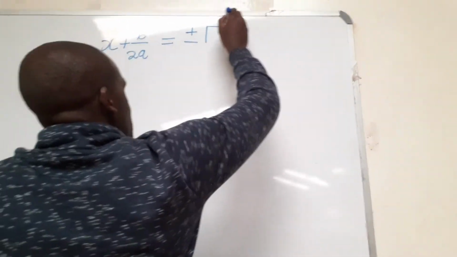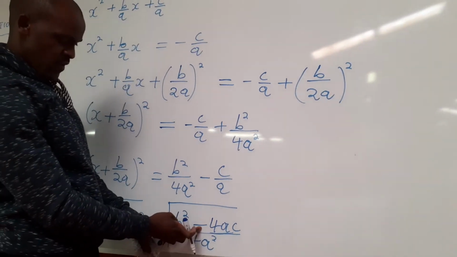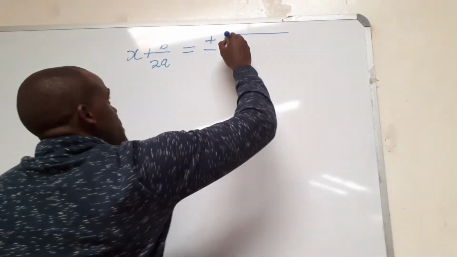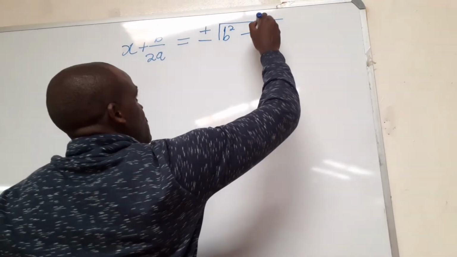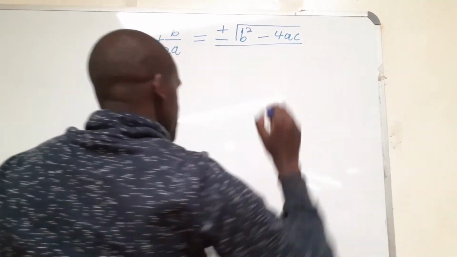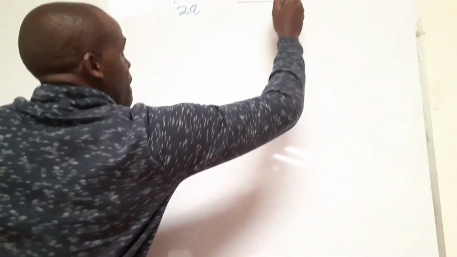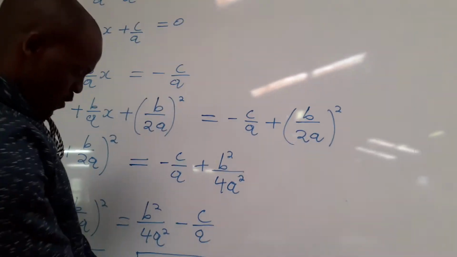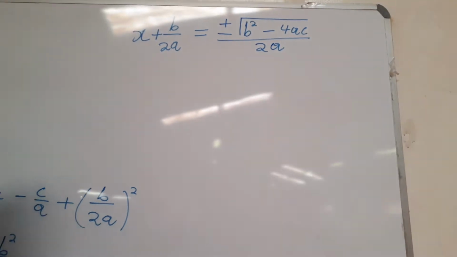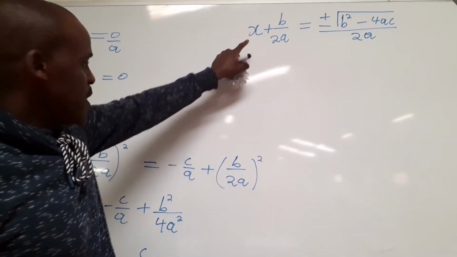Our numerator, since there is a sign in between here, this will be as it is. It's b squared minus 4ac. Square root of 4 is 2. Square root of a squared is a. That's what we have. And then remember, we are to find the roots.